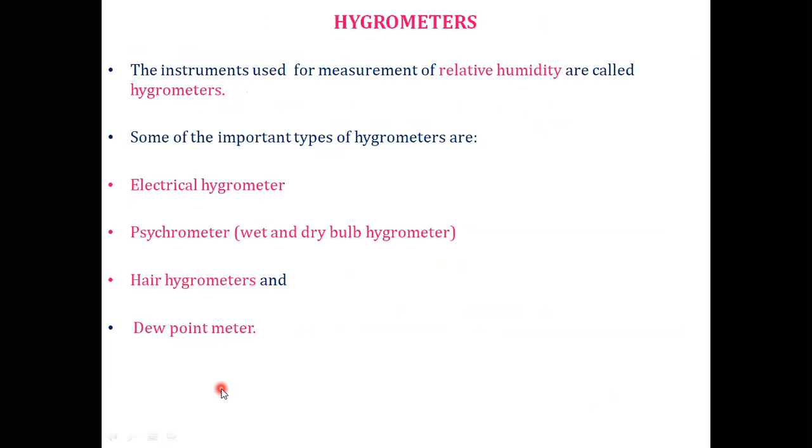And we have discussed in this class the electrical hygrometer, and the next one is the psychrometer or wet and dry bulb hygrometer. These two hygrometers we will discuss in the next class.